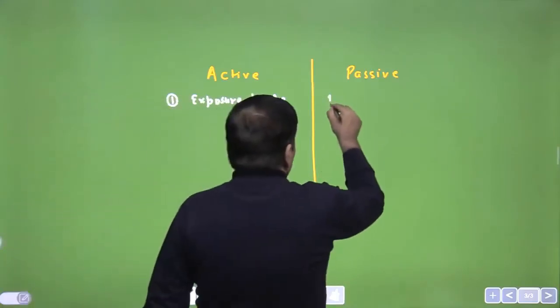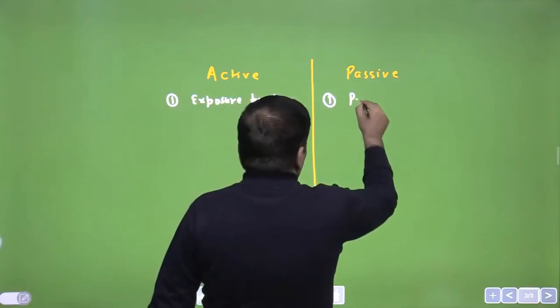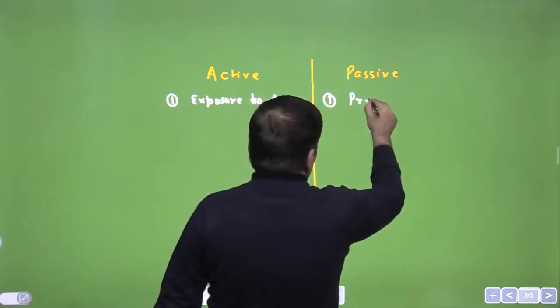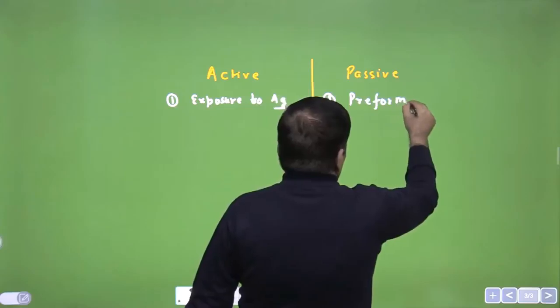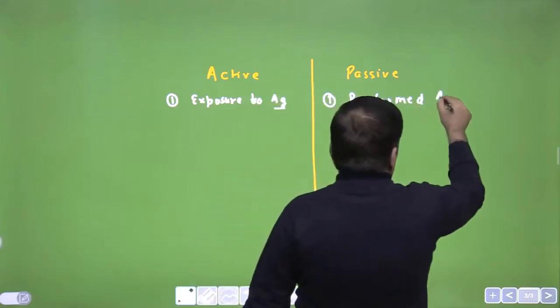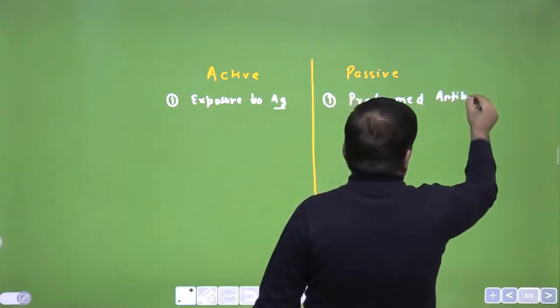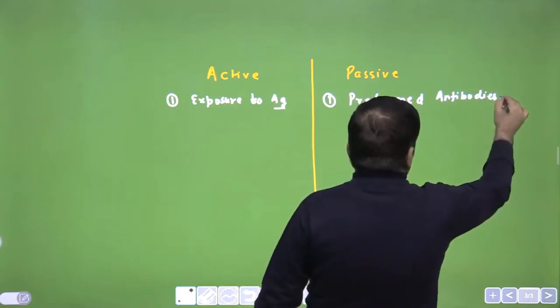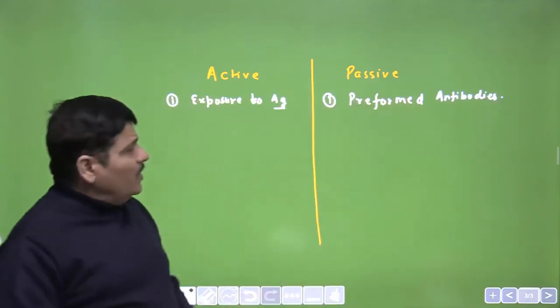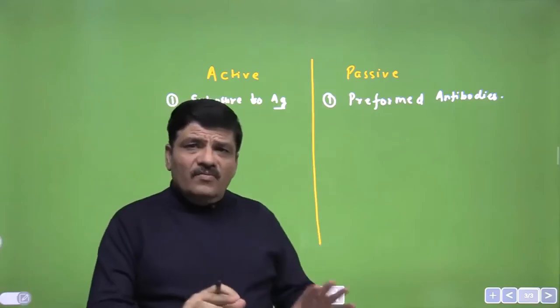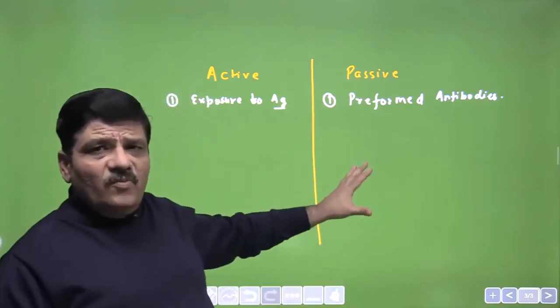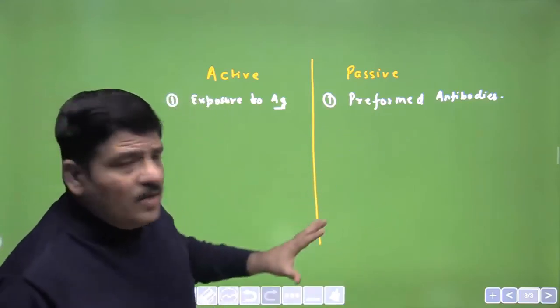On the other hand, in passive immunity, we give preformed antibodies. So this time the body is not recognizing any antigen, there is no exposure to antigen, and already the preformed antibodies are given. That is the basic difference between active and passive immunity.